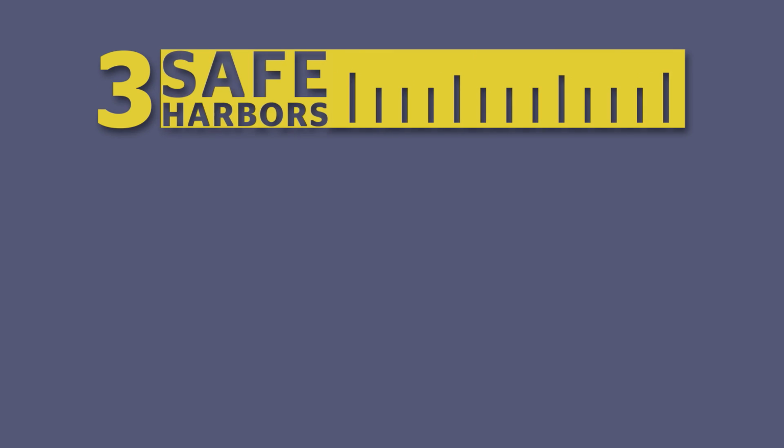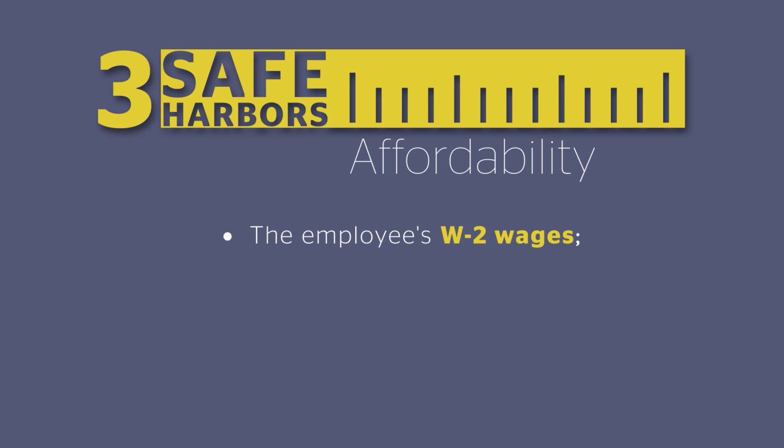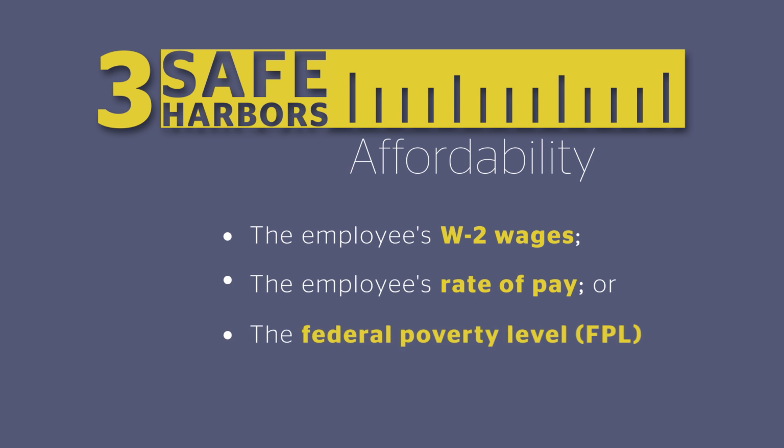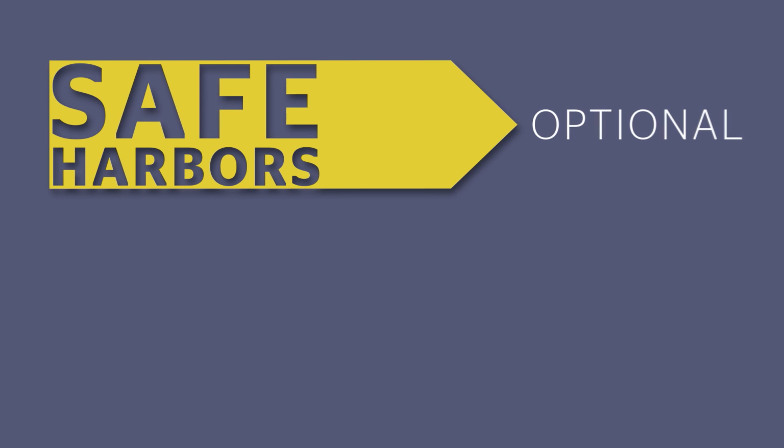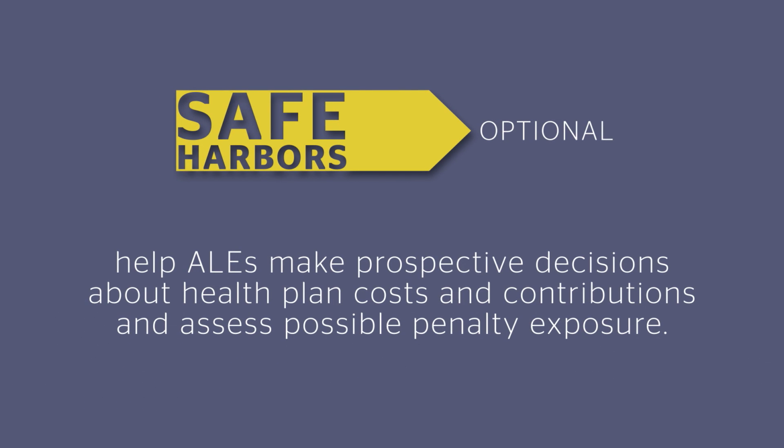There are three affordability safe harbors that allow an employer to measure affordability based on the employee's W-2 wages, the employee's rate of pay, or the federal poverty level, FPL. These safe harbors are optional, but can help ALEs make prospective decisions about health plan costs and contributions and assess possible penalty exposure.